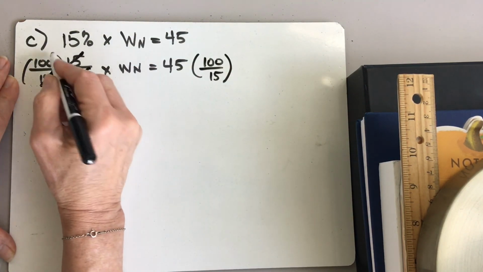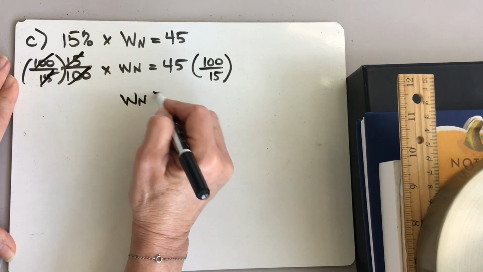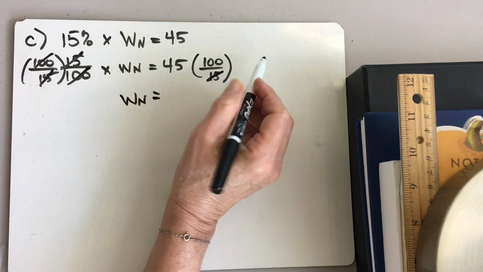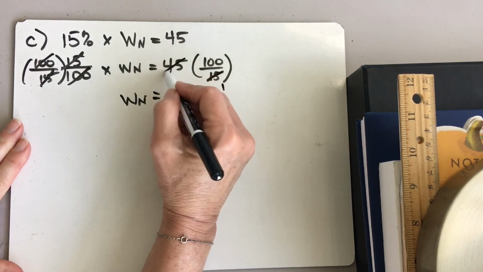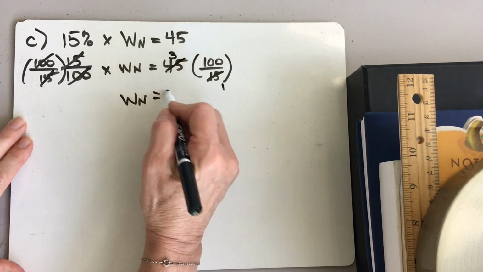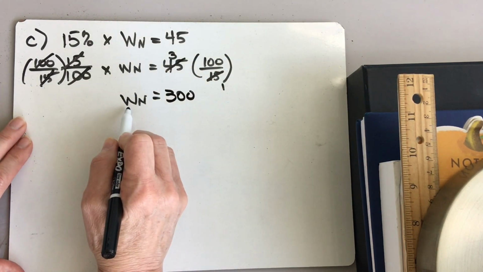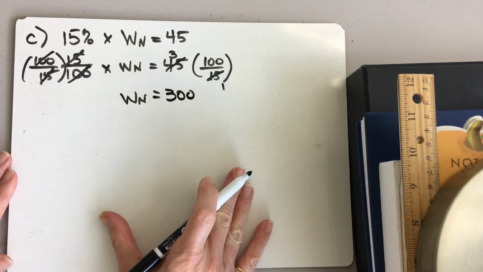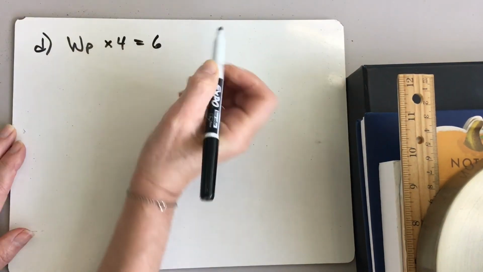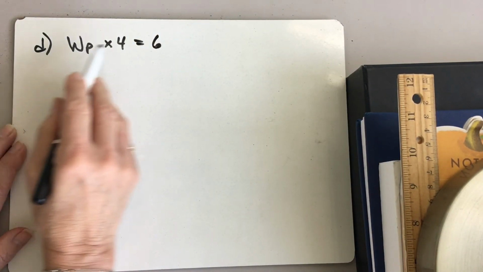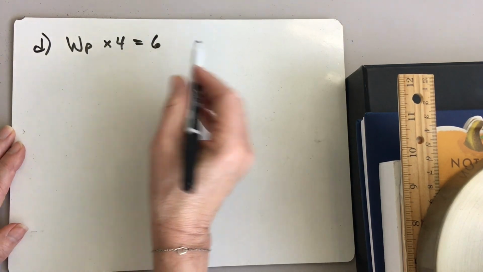This crosses out. You're left with your what number? And then you just cross cancel. 15 will go into 45 3 times, so 3 times 100 is 300. It's just asking for what number, so you don't have to do any changes. That is the answer. Problem D is what percent of 4 equals 6?